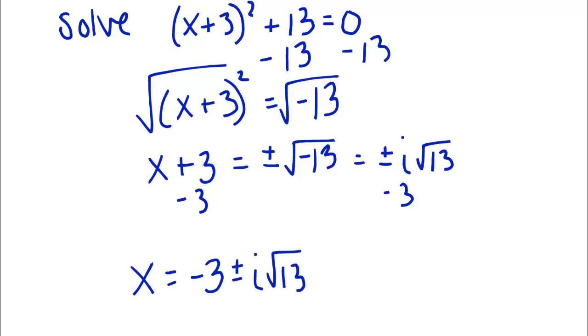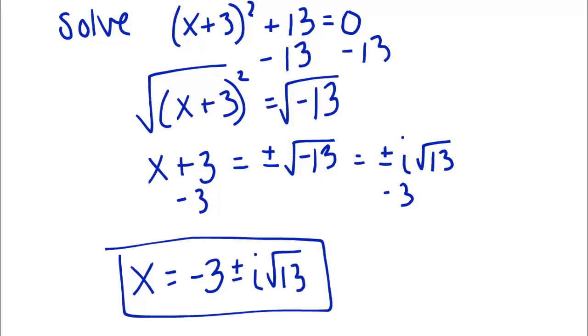Now I do have actually two answers that I can talk about. x equals negative 3 plus i root 13, and x equals negative 3 minus i root 13. Now I know a couple things about my solution here. I know that it is a complex solution. It does have an imaginary part.